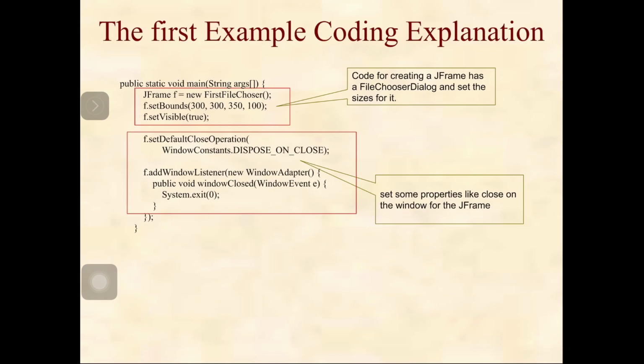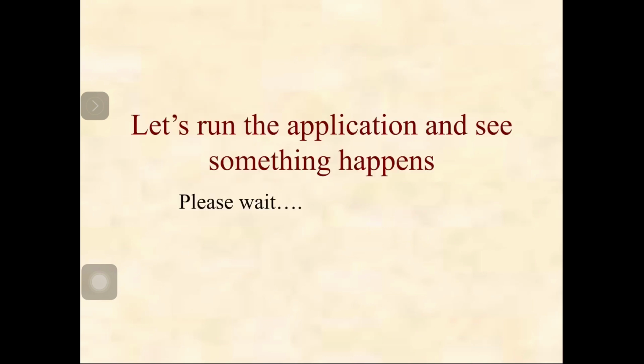This is the code for the main method. The code creates a JFrame that has a file chooser dialog and sets the size for it. It also sets some properties, like close on the window, for the JFrame. Okay, let's run the application and see what happens.